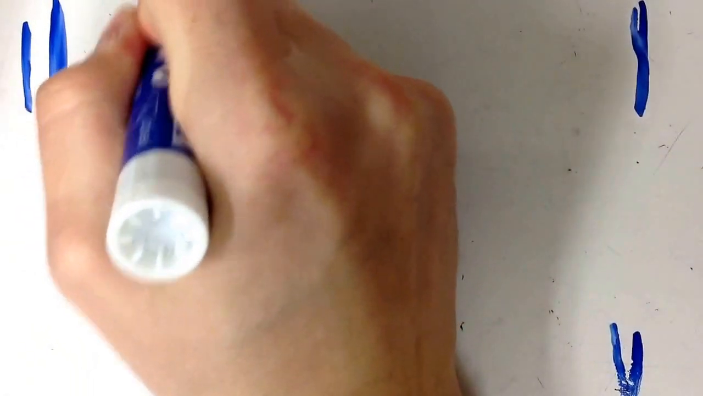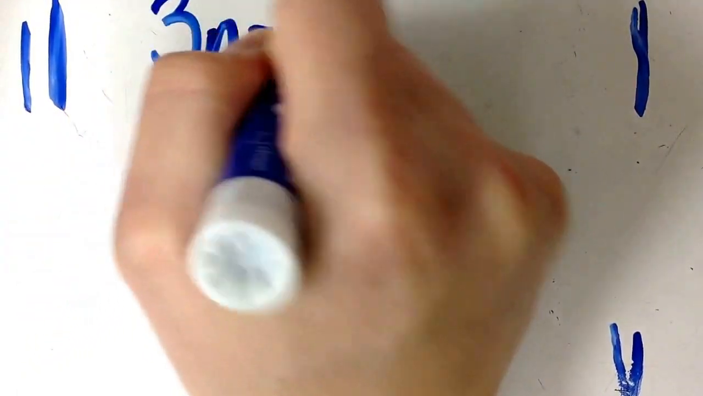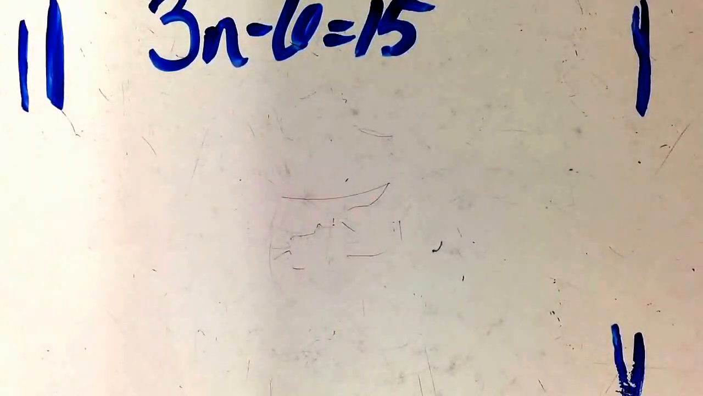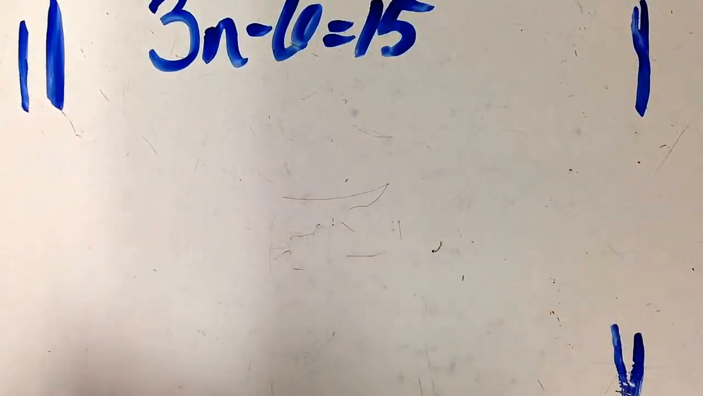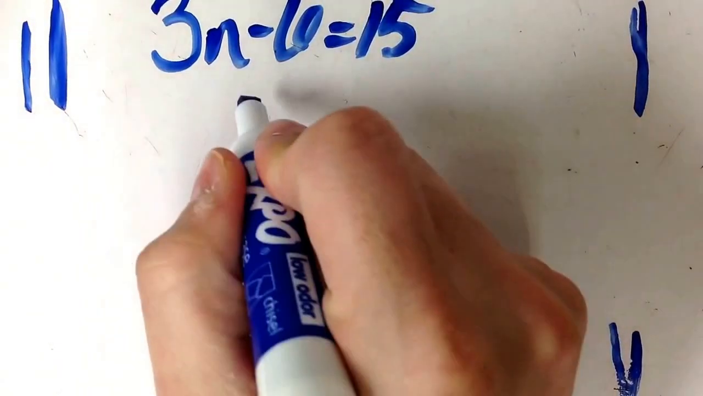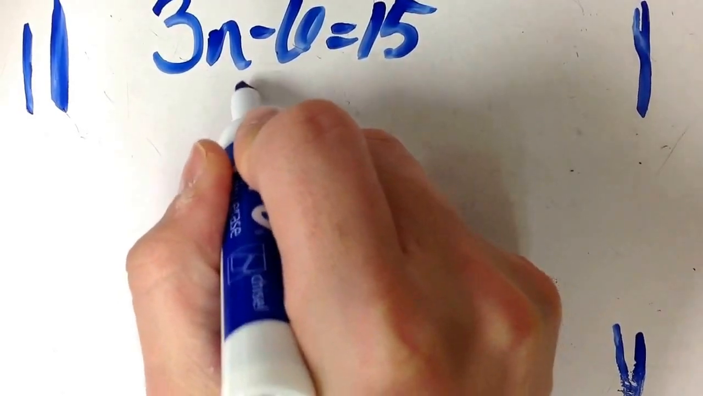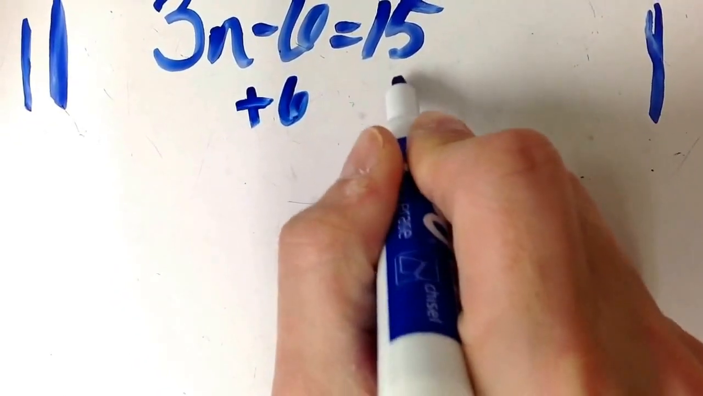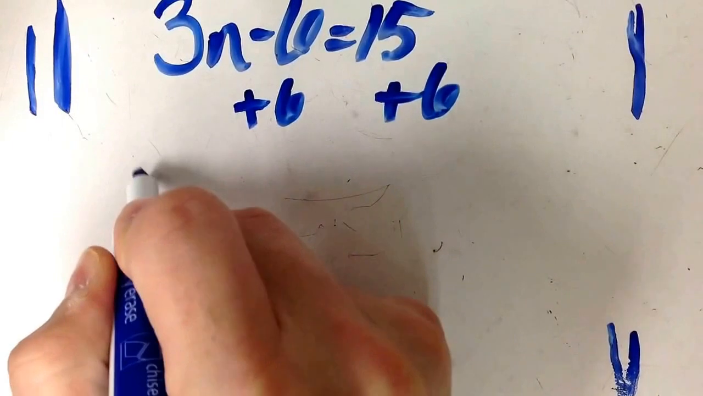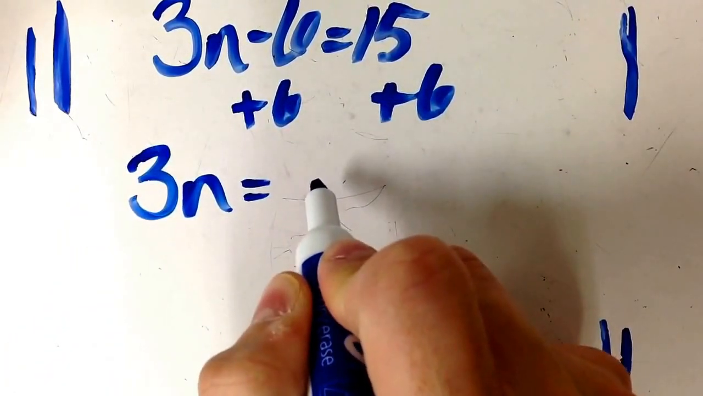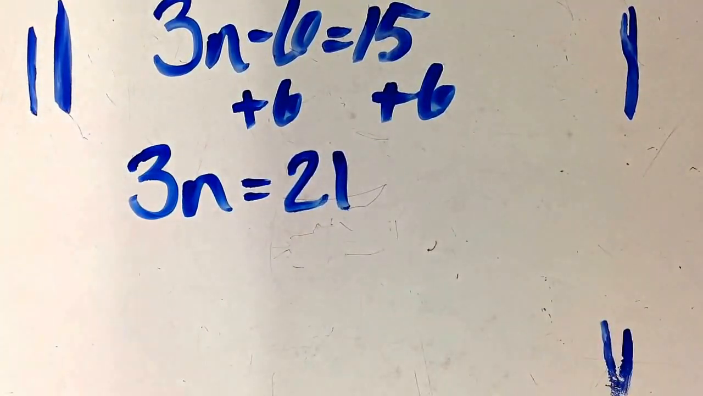So the equation is 3n minus 6 equals 15. The first thing I ask myself is what's happening to the variable? Like I already said, multiplication and subtraction. I do the opposite function with the same number, so instead of subtracting 6, I'm going to add 6 to both sides, leaving me with 3n equals 15 plus 6, which is 21.